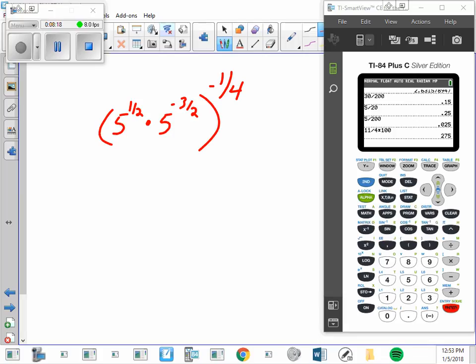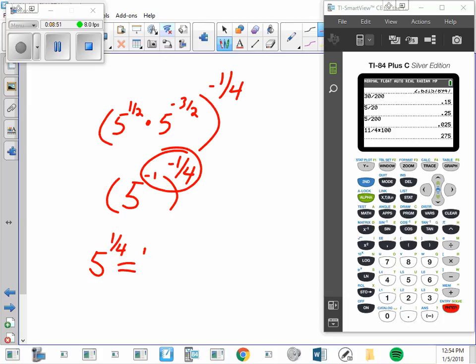So what is 1/2 minus 3/2? Negative 2 over 2, which turns into negative 1. So we end up with 5 to the negative 1, raised to the negative 1/4. Should I flip? No, because when you flip once, you're going to end up flipping again. So I want to multiply these together, and I get 5 raised to the 1/4, which could also be written as the 4th root of 5. Does that make sense?